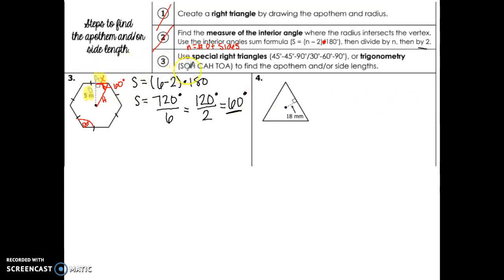So if we look at our trig over here, there's only one of these that needs an O and an A, that is tangent. So tangent is actually what I'm going to use. So I will be saying tangent of 60 degrees is equal to my opposite divided by my adjacent. So my opposite here is going to be 5 divided by my adjacent, which will be X.